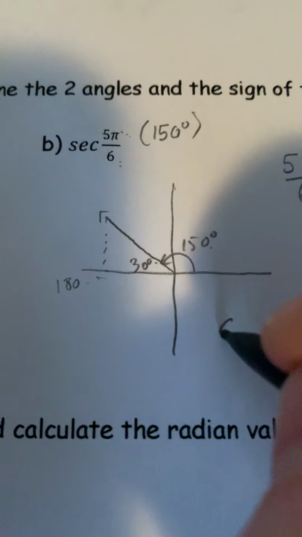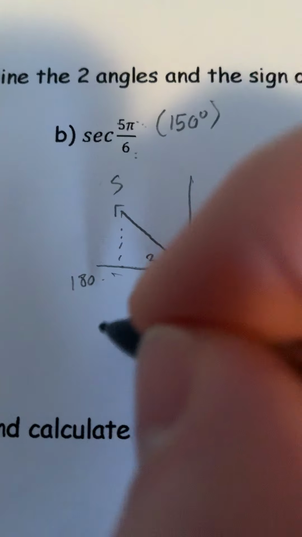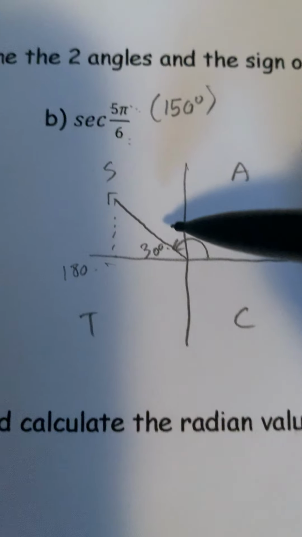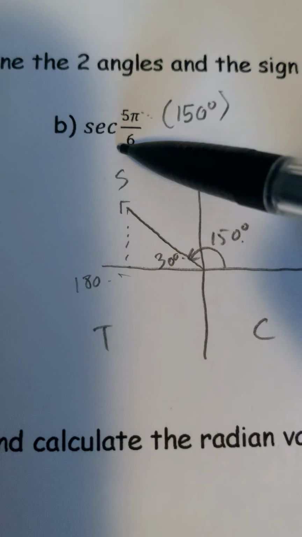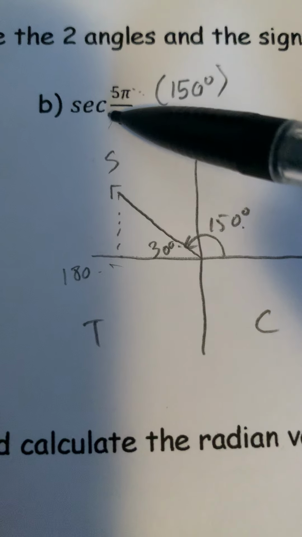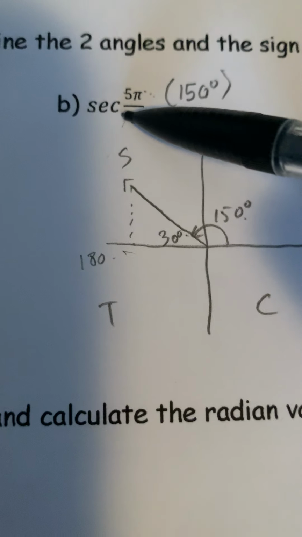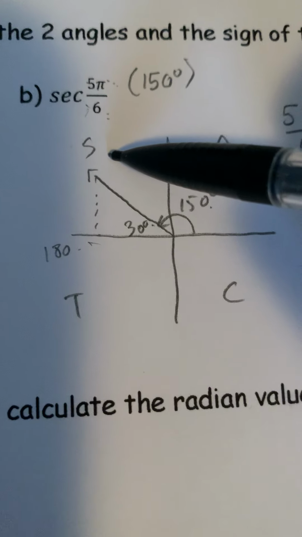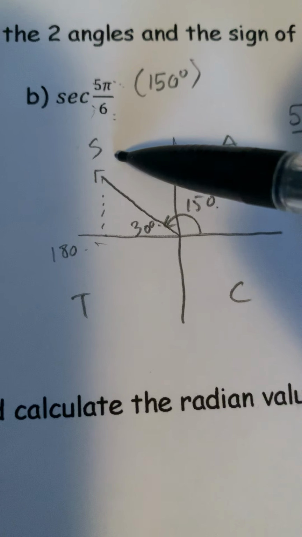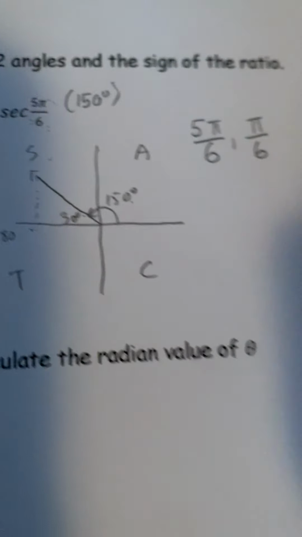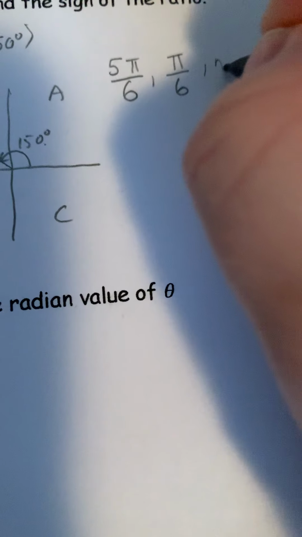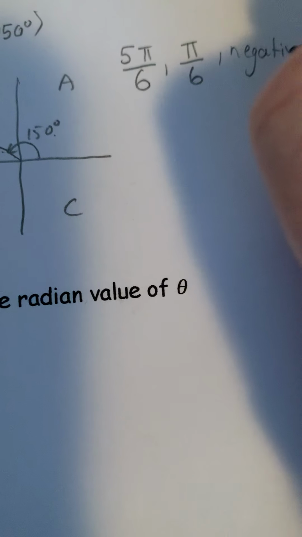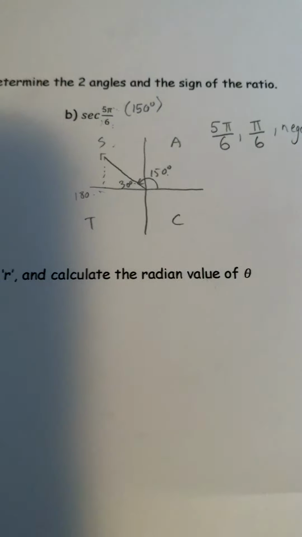And in this quadrant here, we have CAST, and we want to know if it's going to be positive or negative here. So secant is the reciprocal of cosine. So is cos positive or negative here? Well, it's negative. So if cos is negative, then secant is negative as well. So in this quadrant, we have negative. All right, going further.